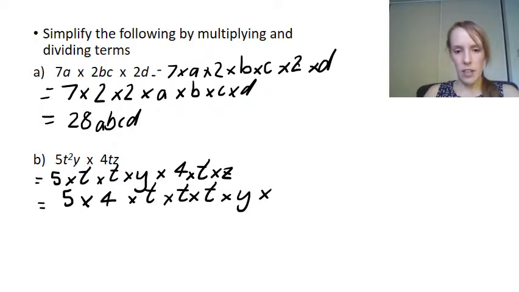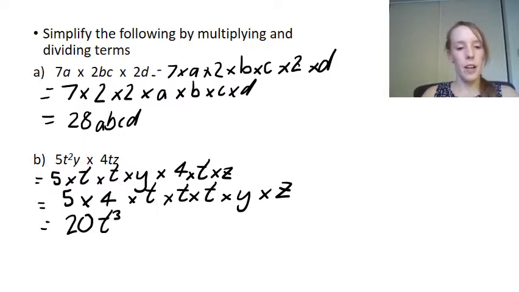Times y times z. I'll put a little line through my z's there just so that you know they're not 2's. So 5 times 4, we can do that now. 20. T times t times t. If we think back, that's the same as t cubed times y times z. So we've simplified our answer there.